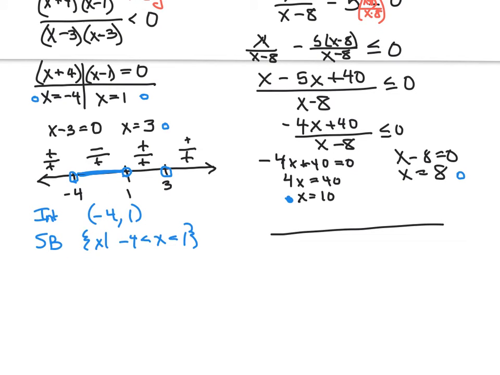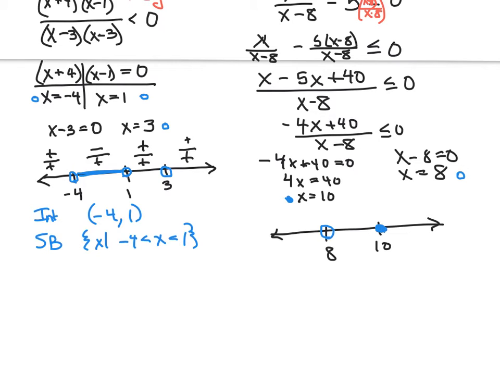Make our number line, and the only two numbers on there are 8 and 10. We see that 8 has an open circle and 10 has a closed circle. Every single time I set a denominator equal to 0 and I make my rational expression undefined, that value will not be part of my solution. So that's why I'm putting an open circle at 8.